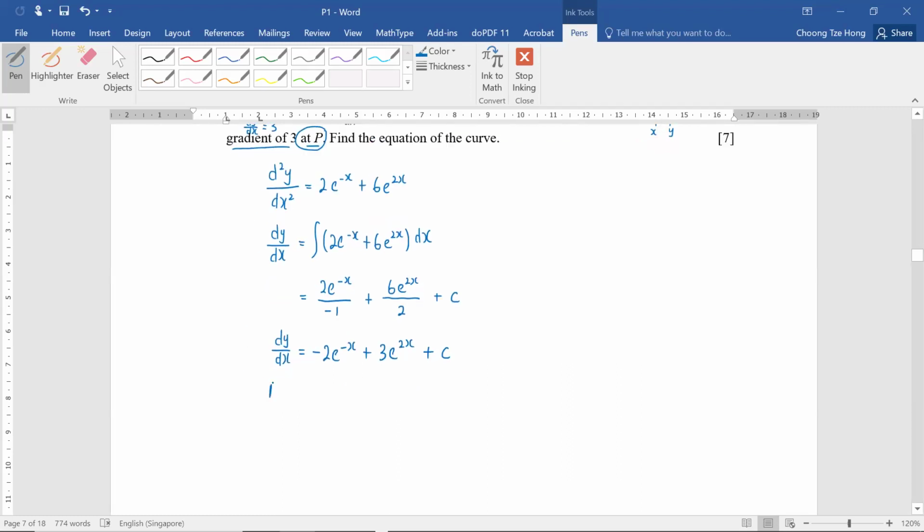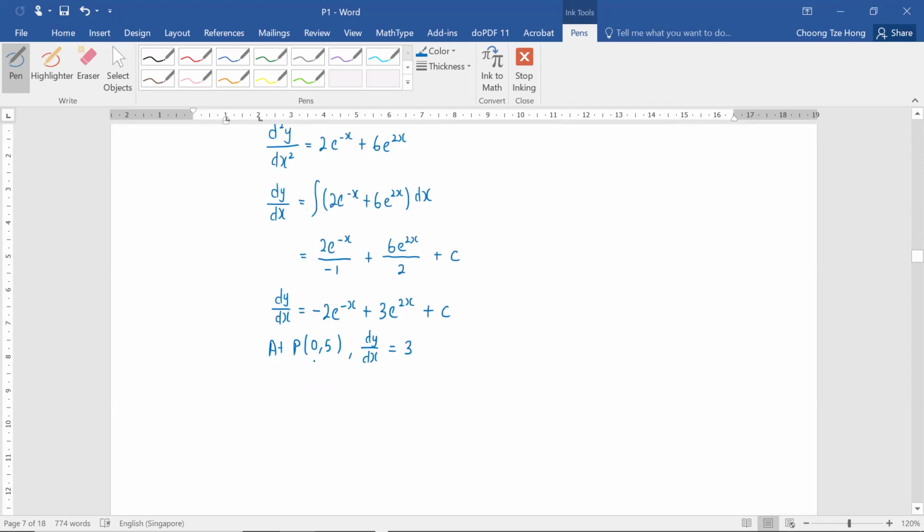Okay, so at P, which is (0, 5), dy/dx equals 3. So at point P, x is 0. In other words, they are saying that when x is 0, dy/dx is equal to 3. So now we are going to sub 0 inside here, and then equate this whole thing to 3.